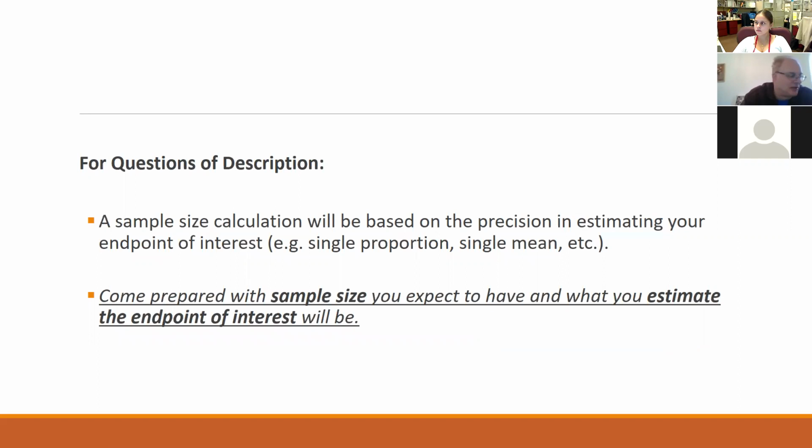There's different ways you can think about it. One way, when you're doing a study, we call it a question of description. A sample size calculation is really based on the precision in estimating your endpoint. Typically this would be an example where an investigator comes in, they have, let's say, 100 patients that they want to look at. They want to measure the prevalence of diabetes among 100 people with hypertension. They're not really comparing anything, just saying I have one group of patients and I want to measure a certain proportion, a certain characteristic.